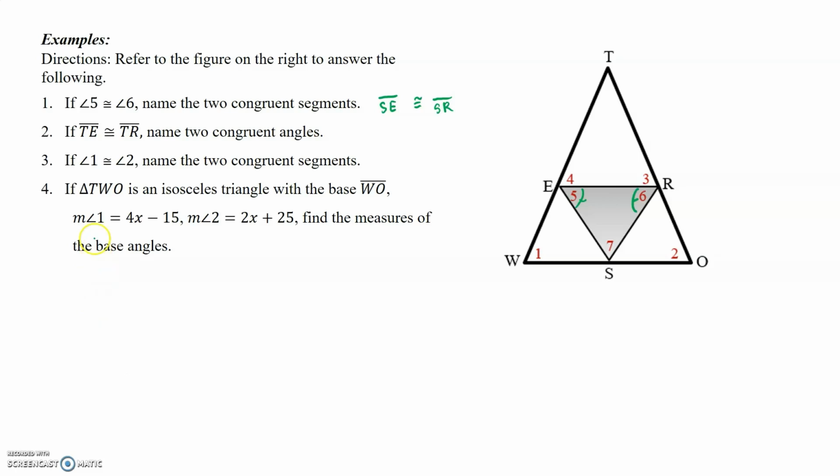Next, if segment TE is congruent to segment TR, name two congruent angles. So here, segment TE is this one. If this segment is congruent to segment TR, this one, let's name two congruent angles. By the isosceles triangle theorem, you know that angle 4 is congruent to angle 3. Okay?